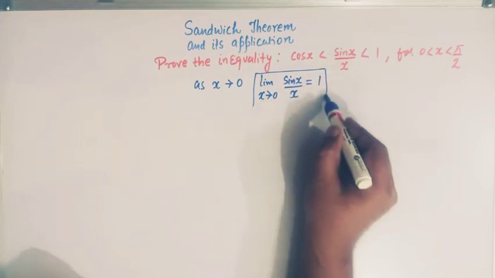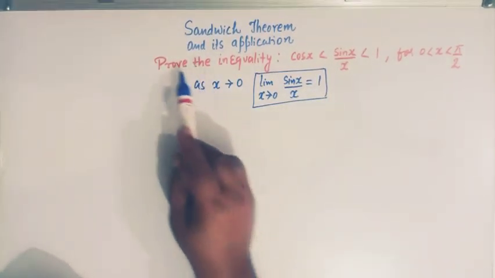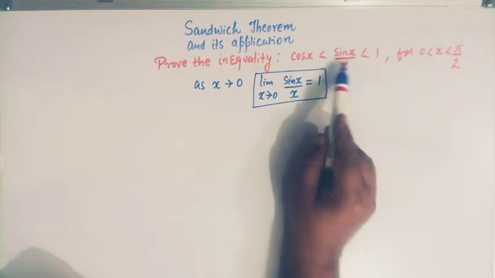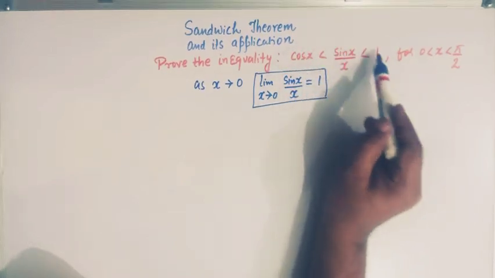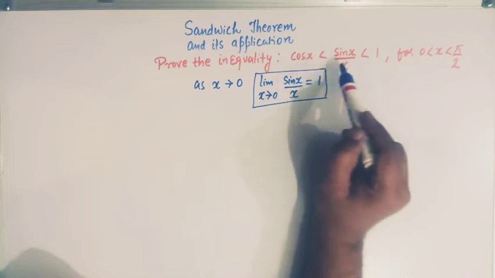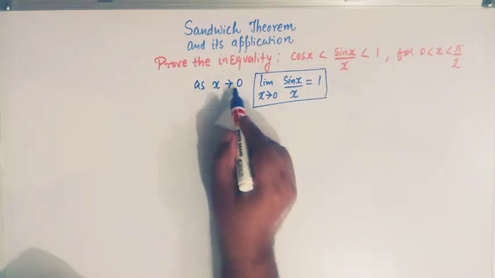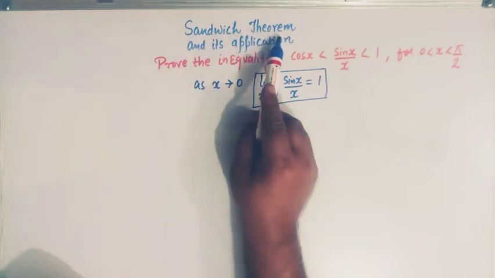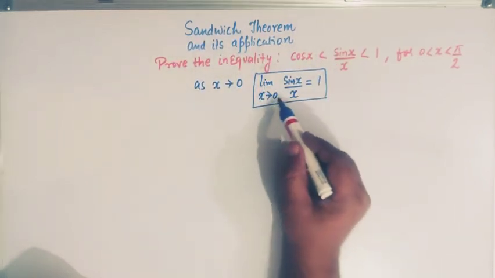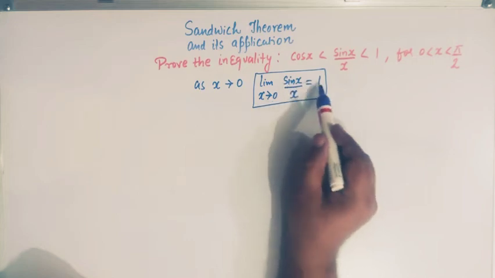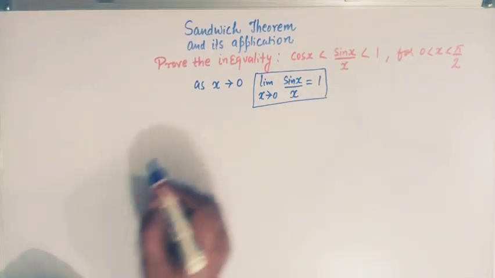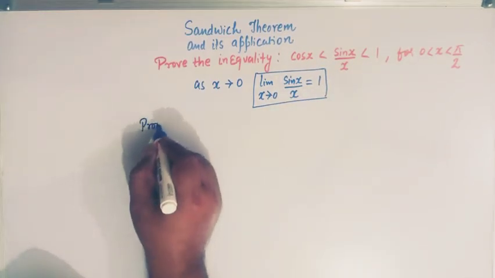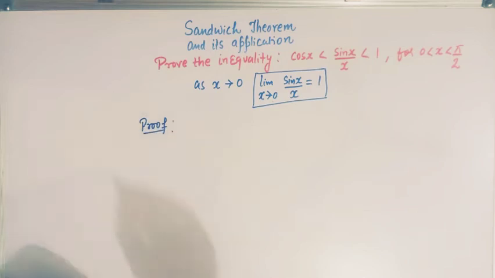So here we'll first prove this trigonometric inequality, and then applying the limit to this inequality when x tends to 0, we'll make use of this sandwich theorem, and we'll prove that limit x tends to 0 of sin x over x is equal to 1. So let us first prove this inequality. So the proof, it goes like this.